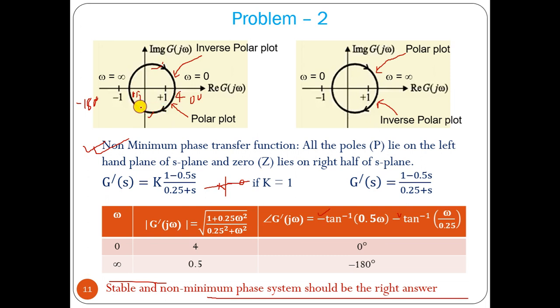So this is your anti-clockwise direction, and this is not encircled. Minus 1 point is here, right? It is not encircled. So n equal to p minus z. Here encirclement is 0, p is also 0. Pole at open loop transfer function, pole at left half plane. So z equal to 0 only. So this is a minimum phase stable system. That should be the right answer.